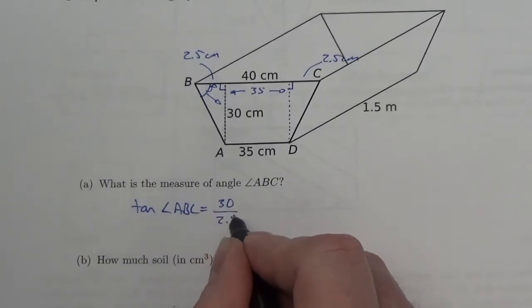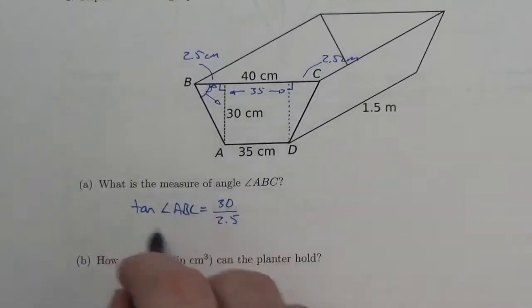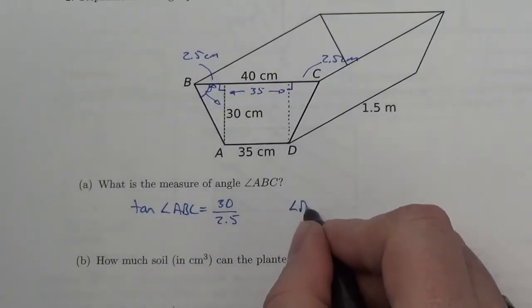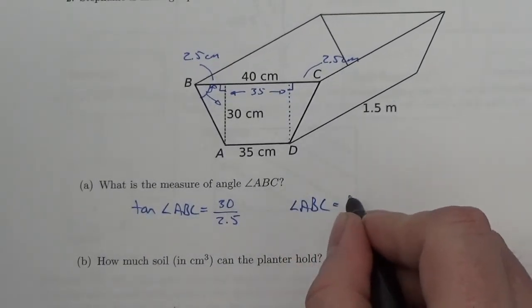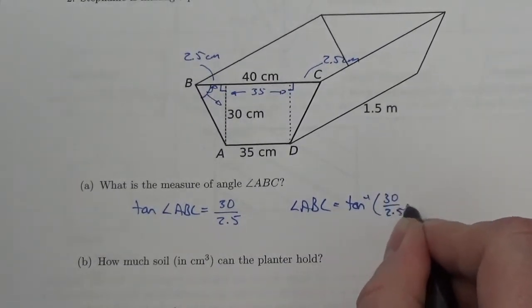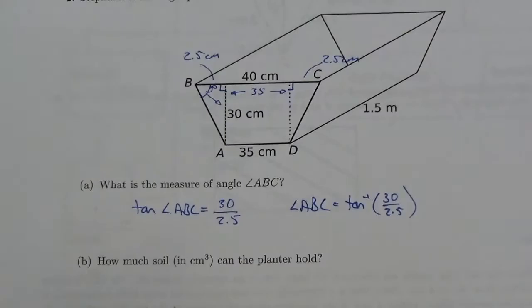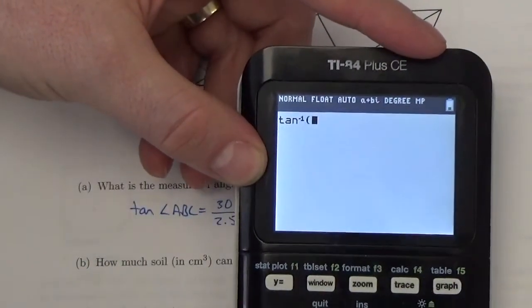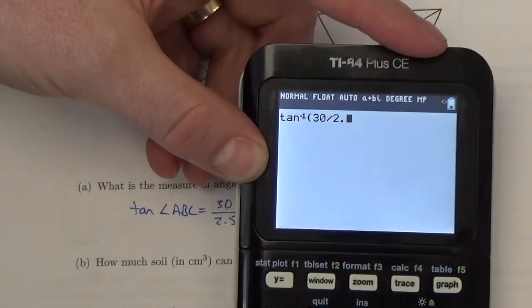Now, in order for me to get the angle, I actually have to use the inverse trig function. So angle ABC will be equal to the inverse tangent of 30 over 2.5. Okay, and now I'm just going to go to my calculator to figure that out. And it's going to be the inverse tangent of 30 divided by 2.5.